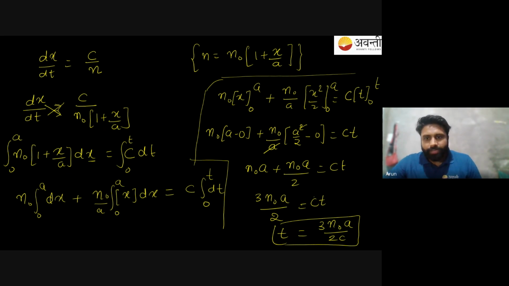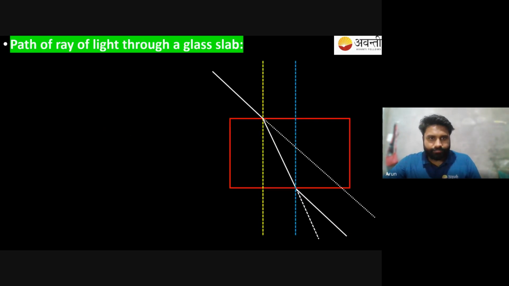So moving on to the next slide. The path of a ray of light through a glass slab. Whenever a light ray passes through a glass slab, what is a glass slab? A glass slab is made up of glass, there is no concept in it. But here a very interesting phenomenon takes place, the refraction.